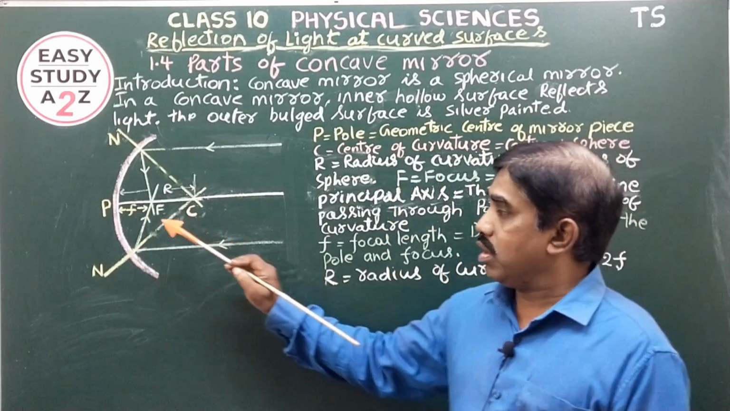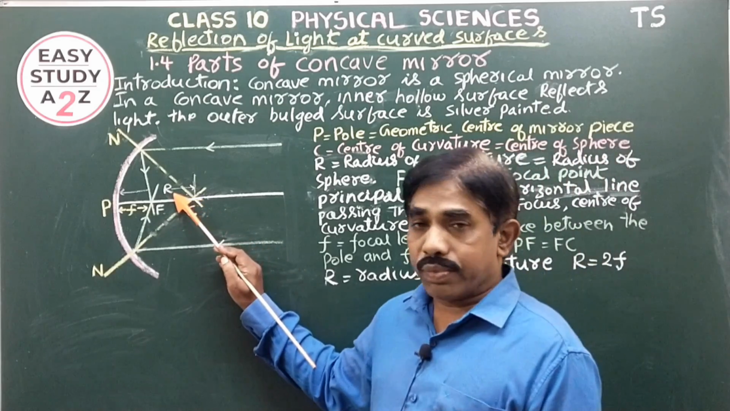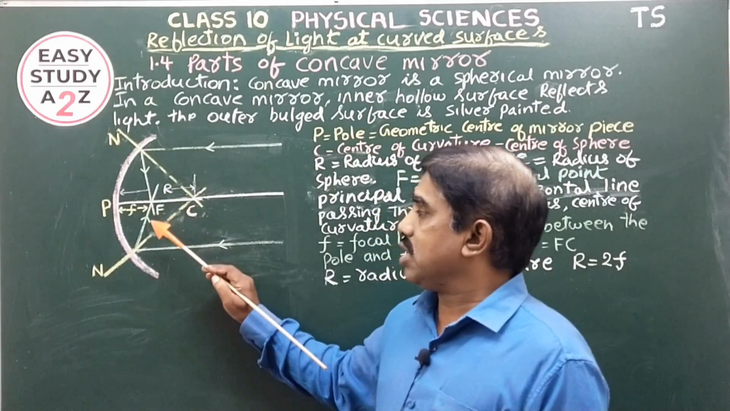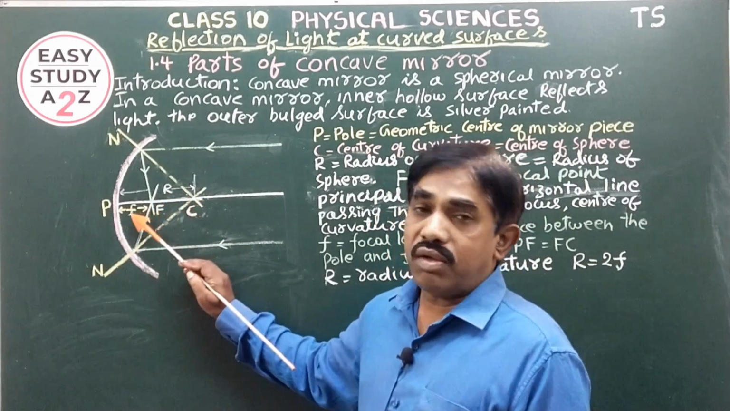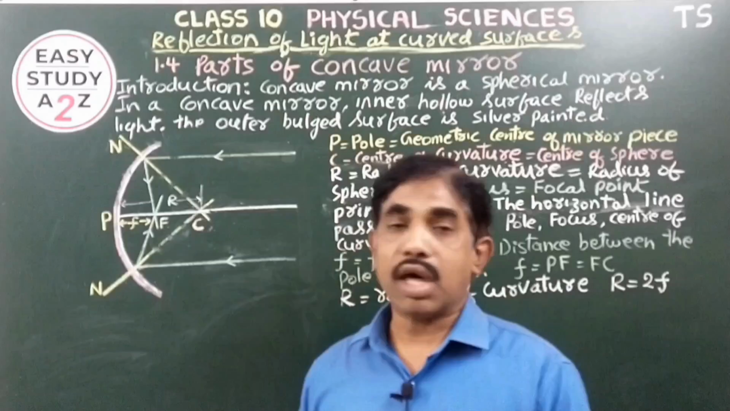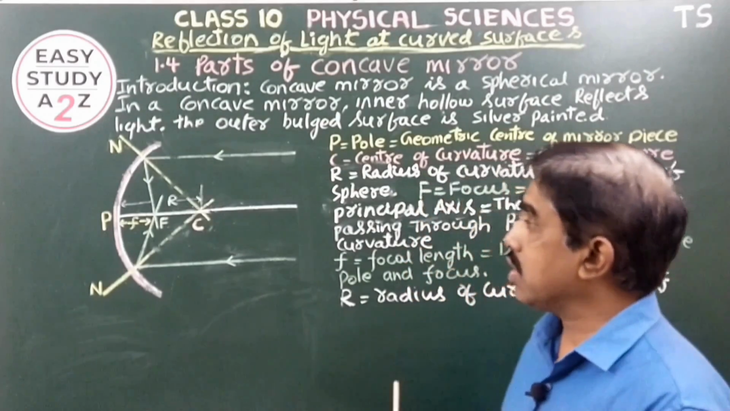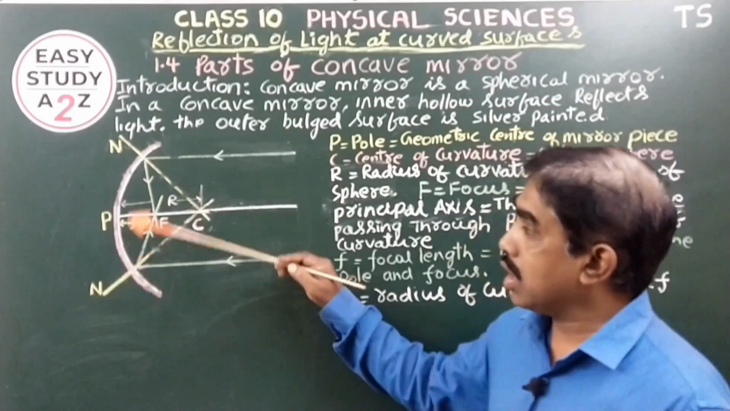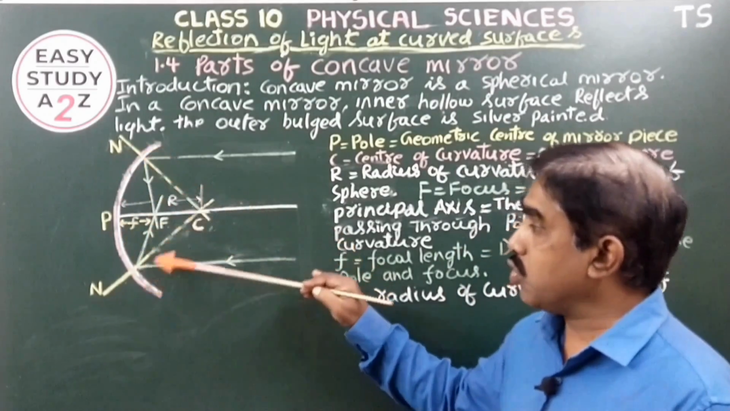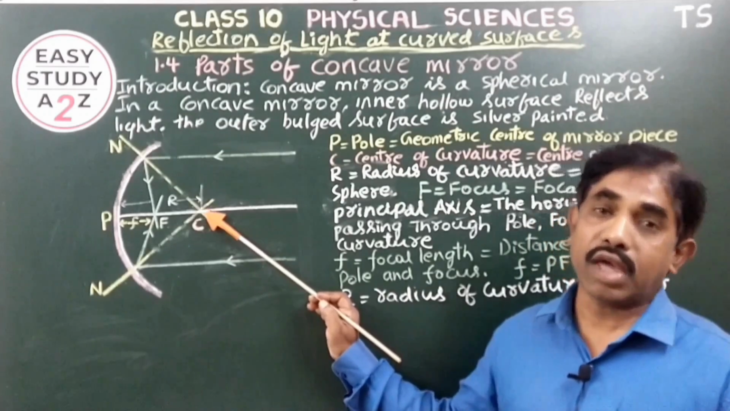The distance between pole and C, the center of curvature, is called R. Generally R is equal to 2 times the focal length. So R is equal to 2f. Normal is a perpendicular line drawn on any surface. In case of a concave mirror, the normals converge towards a point and this point is called the center of curvature.